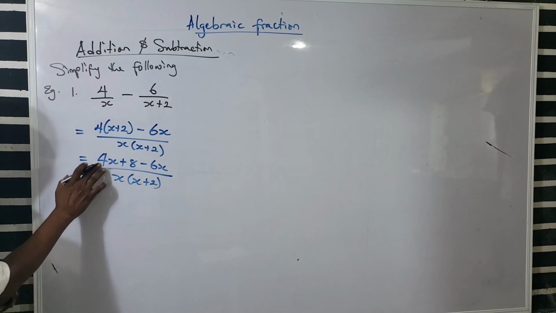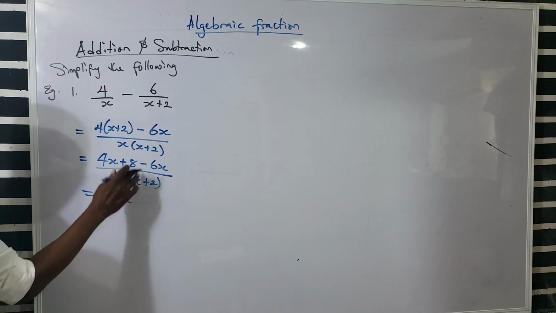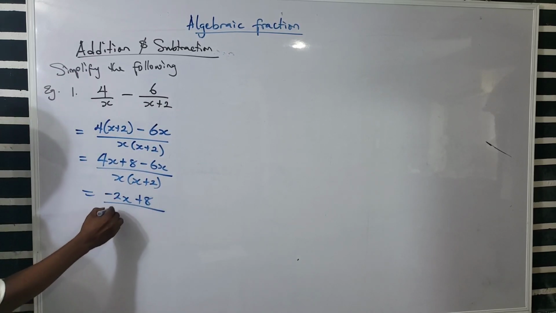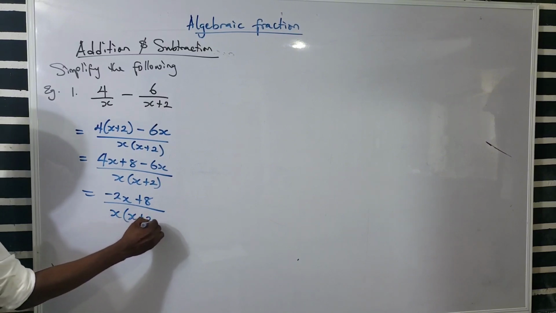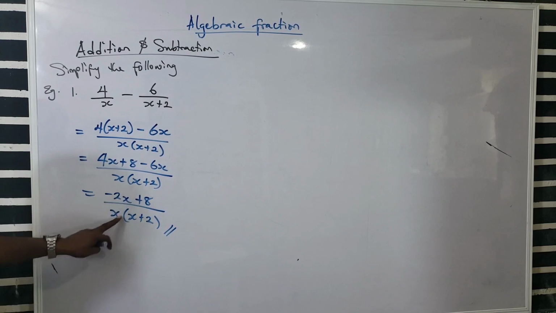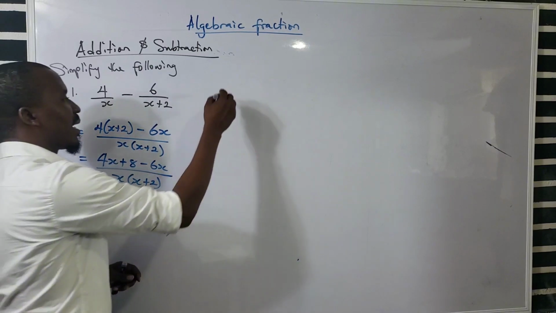So like terms, 4x and minus 6x are like terms, so that will give you minus 2x. This one will give you plus 8. Then you now have x into x plus 2. There's nothing else we can do here. Remember, you cannot divide this because there is a plus here that is adding to another number. So let's take example 2.